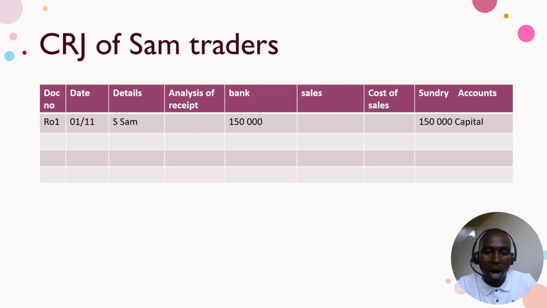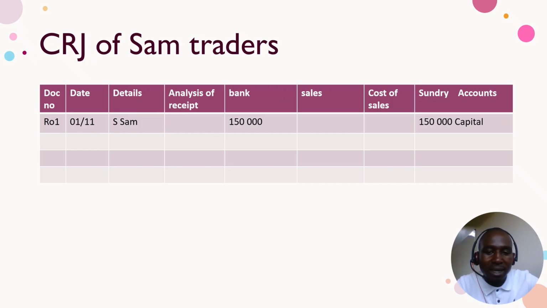Since transaction number one is saying that the owner SAMS deposited 150,000 directly into our bank account, we'll write the document number R01 on document number, and we'll write the date, and on details we'll write the name of the owner as SAMS. We will not write under analysis of receipt because it is directly deposited inside the bank account, so we do not have a slip. And we'll write under bank because that money is coming inside our bank account.